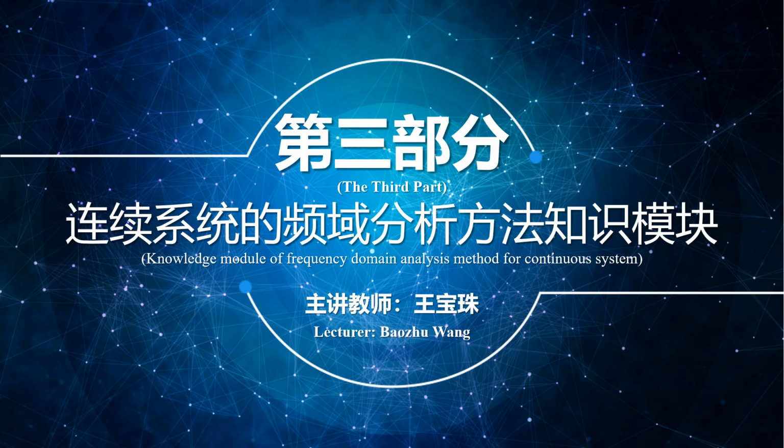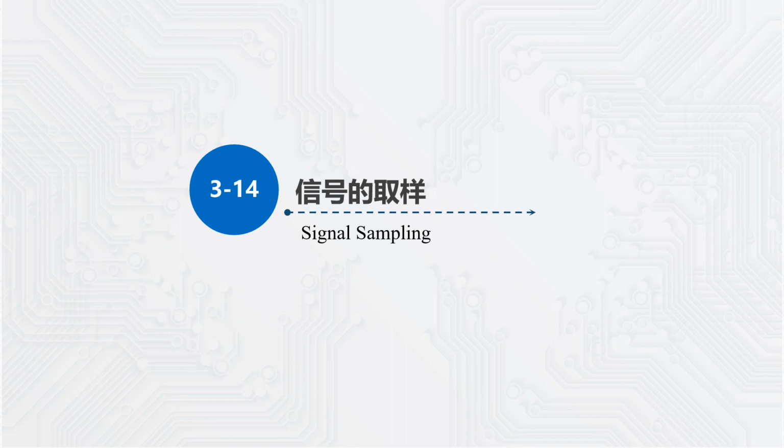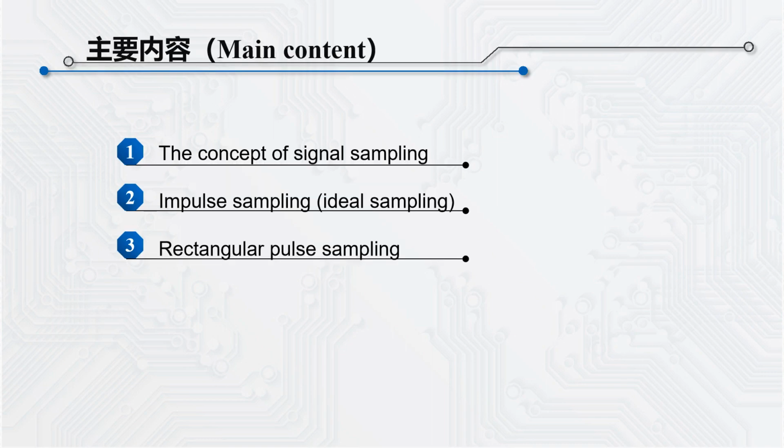Hello everyone. In this lesson, we will continue to study the frequency domain analysis model of continuous system. Today, we will study signal sampling. The main contents include the concept of signal sampling, impulse sampling, which is also called ideal sampling, and for rectangular pulse sampling, we mainly discuss the principle of signal sampling and its time domain characteristic and frequency domain characteristic.